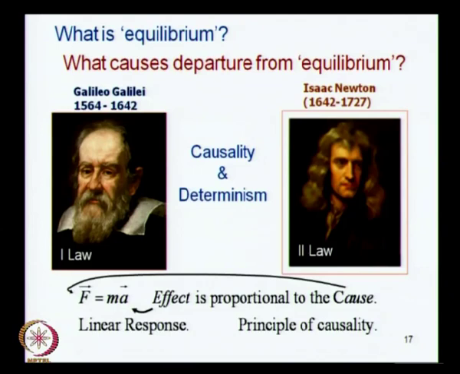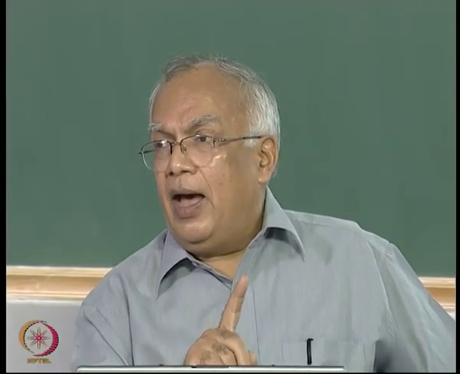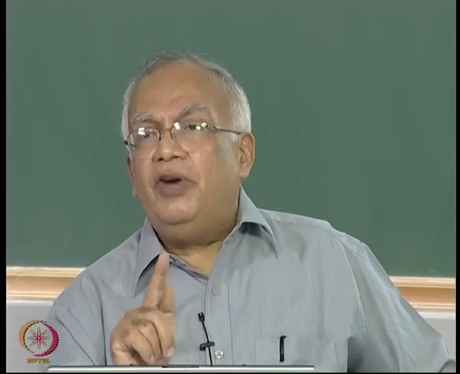And in this inertial frame of reference, once you understand what equilibrium is, and then you ask what it is that causes the departure from equilibrium, then the explanation comes from Isaac Newton, who quantifies this departure from equilibrium as the acceleration of the object. So, a body in constant velocity is in equilibrium; only if the velocity changes, when there is dv by dt, there is acceleration, and this is an essential requirement of a departure from equilibrium.